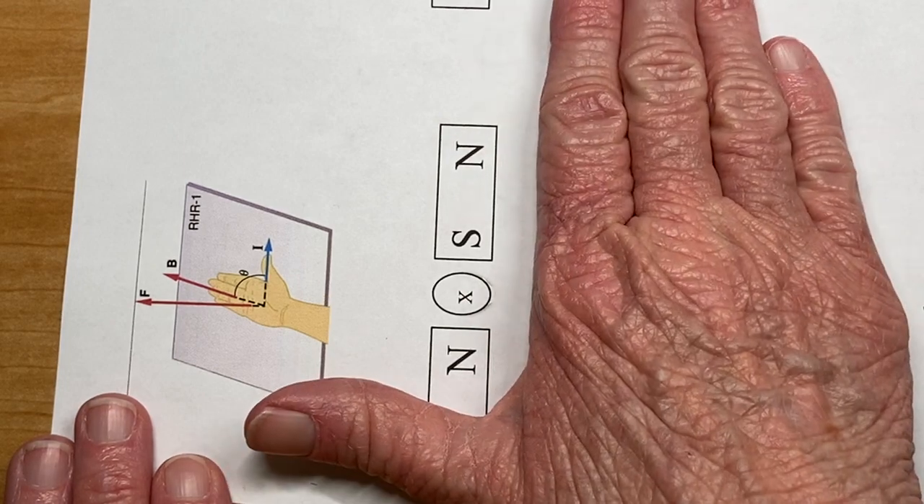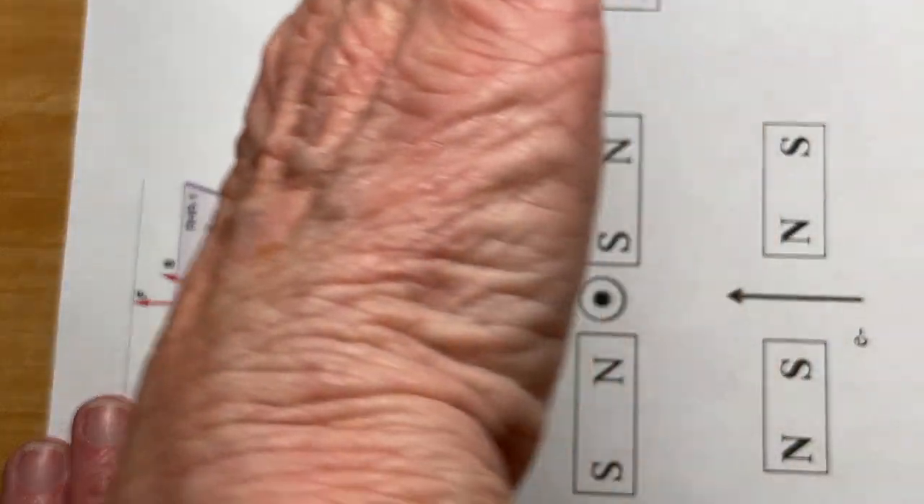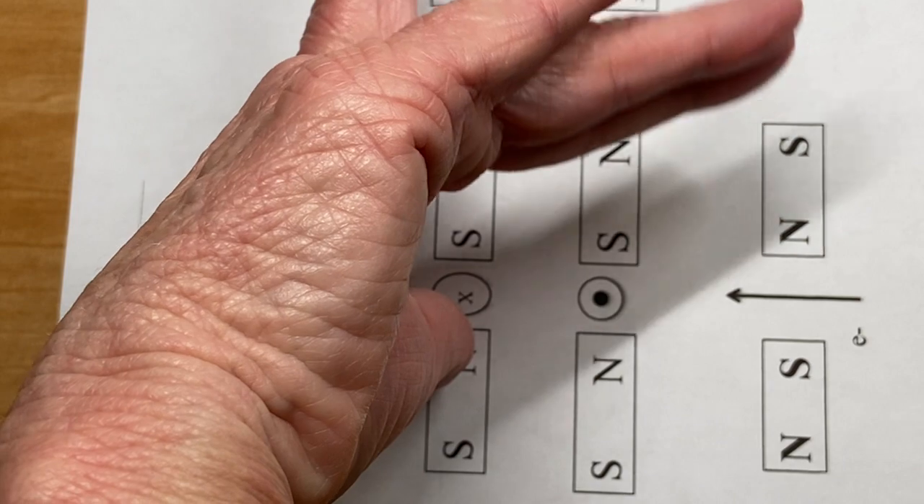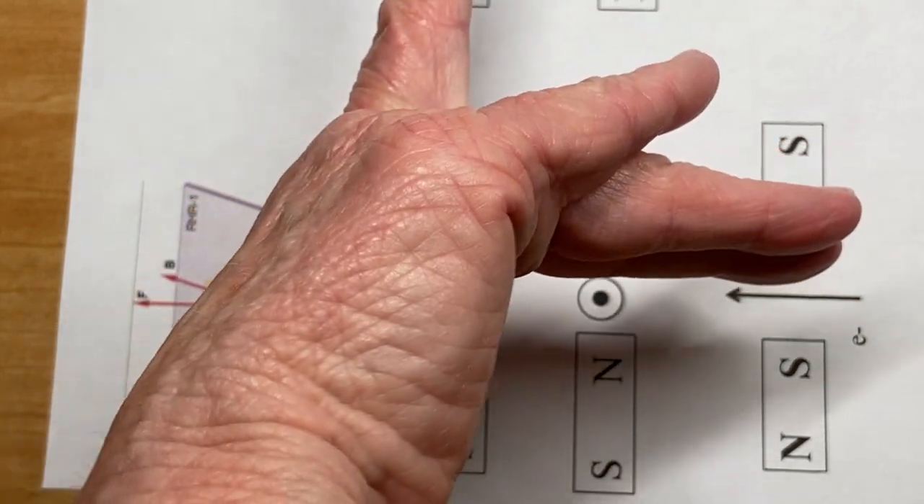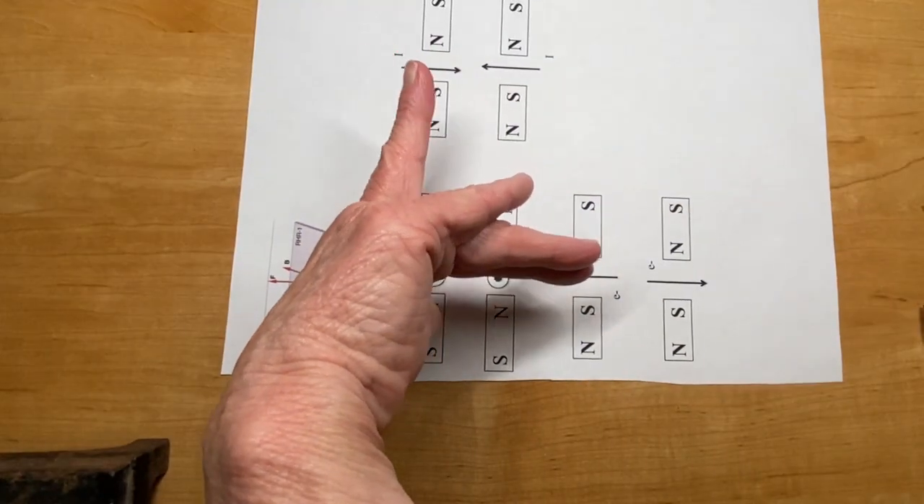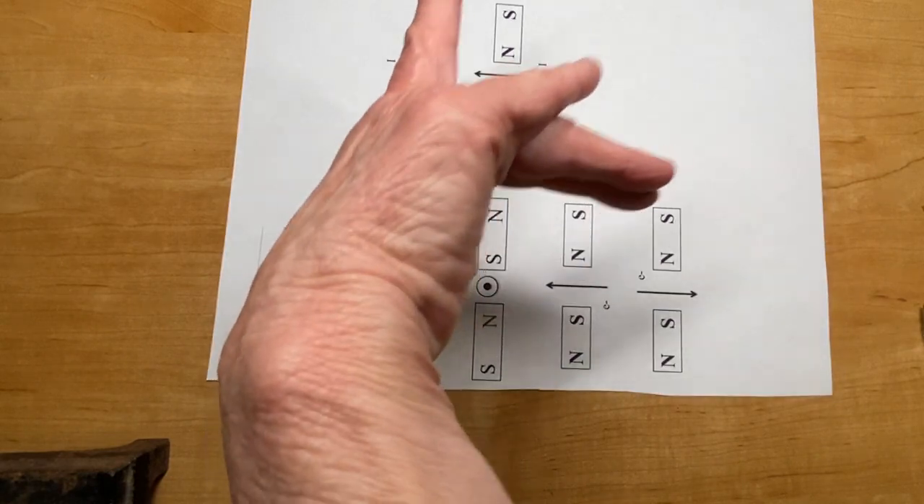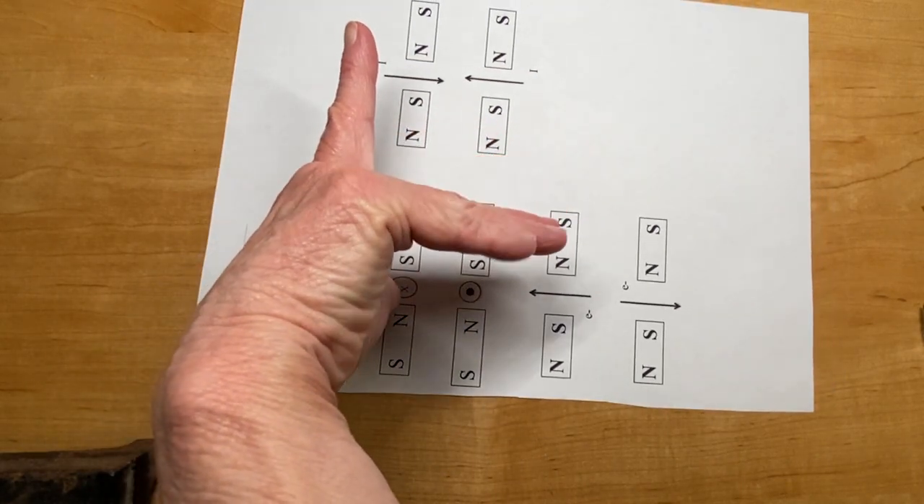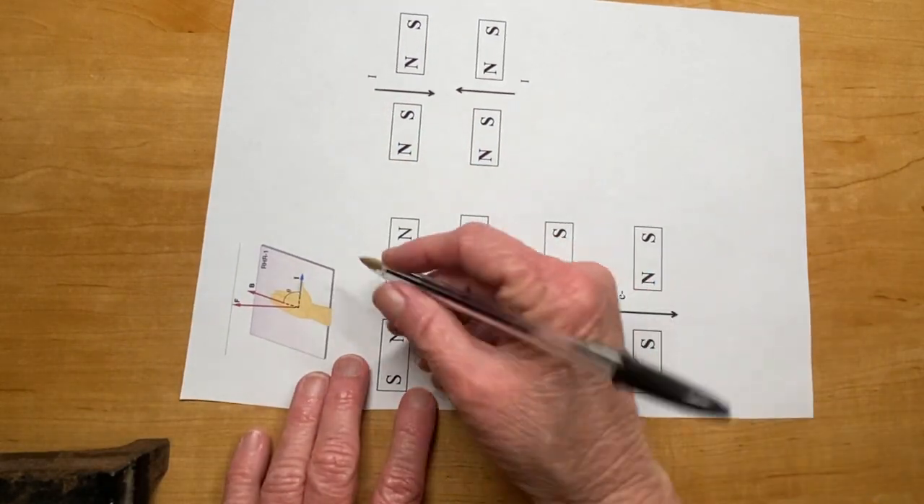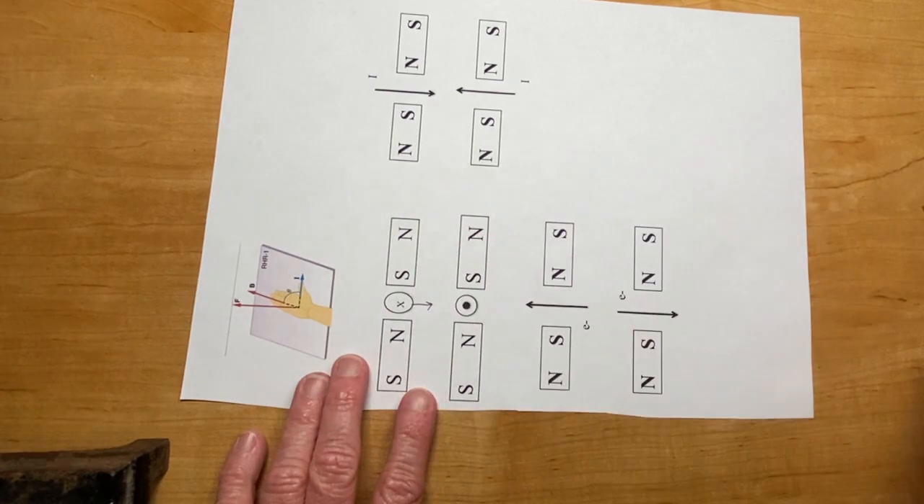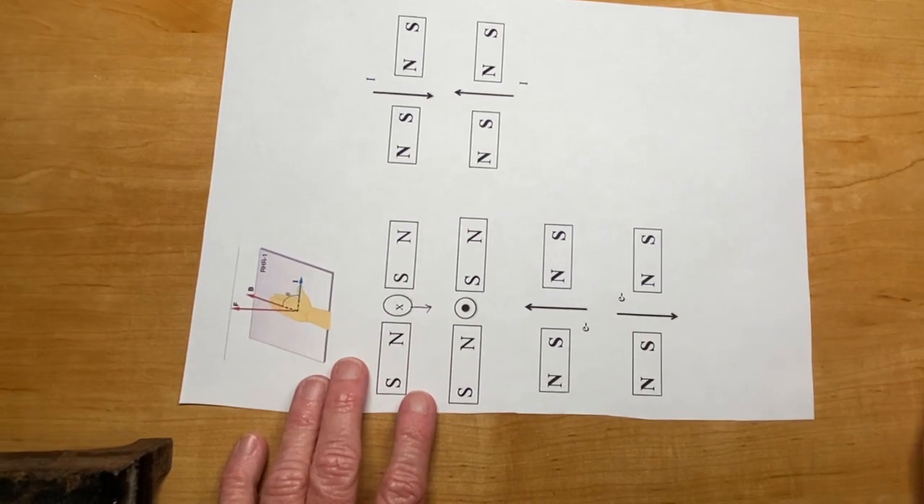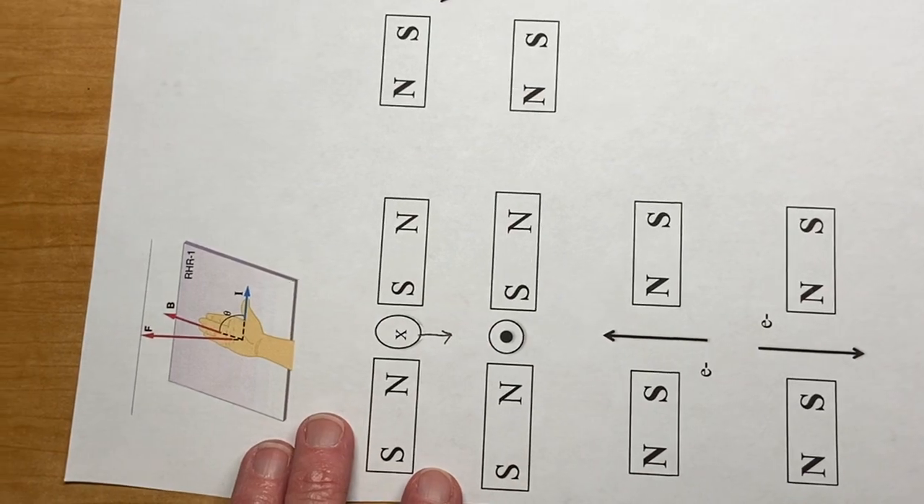So take your hand, lay it like this, and tip it up on the edge, and then bend your fingers. So if I zoom out, my finger is pointing to the right side of the page, my thumb is facing down, my hand is facing this way. That would be the reaction force. It would be down. Next one.